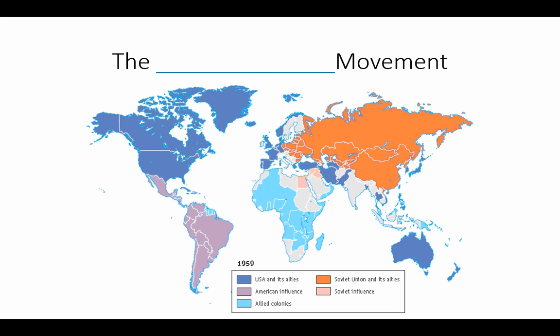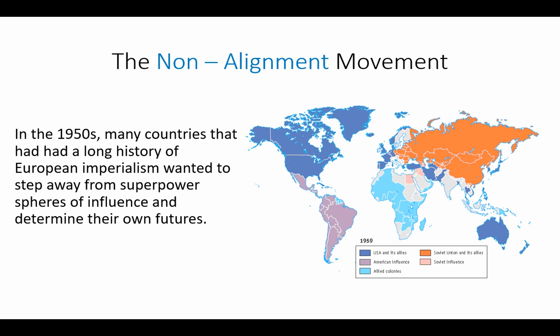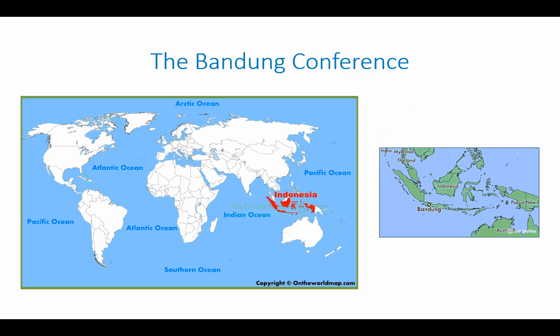Okay, which leads us to this other idea called the non-alignment movement. These are countries who decided not to align themselves with the communists or the capitalists. Right? So an example of this is a conference. We're going to talk about it in a second. So in the 1950s, many countries that had had a long history of European imperialism wanted to step away from superpower spheres of influence, and they wanted to determine their own futures. They wanted self-determination. So there was a conference held in Indonesia. So in your partial notes, you'll see that there's a map of the world.